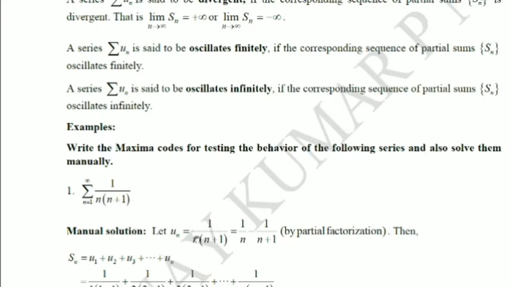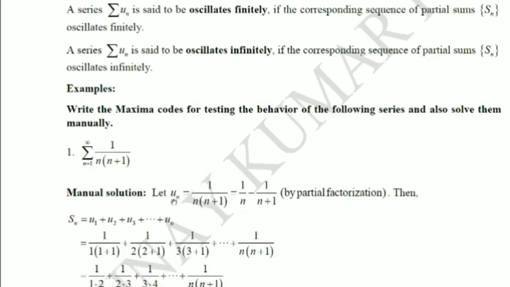Now using partial fractions, you factorize this. Otherwise, it's not easy to solve this. So let us factorize this. Then after factorization, you will get 1 by n minus 1 by n plus 1. If you take the LCM, this gives you n into n plus 1, and the numerator becomes n plus 1 minus n. So n cancels, and you will get the same thing. So by using partial fractions, we have done this. So your Un is nothing but 1 by n minus 1 by n plus 1. So remember, this is the nth term. Your nth term is 1 by n minus 1 by n plus 1.